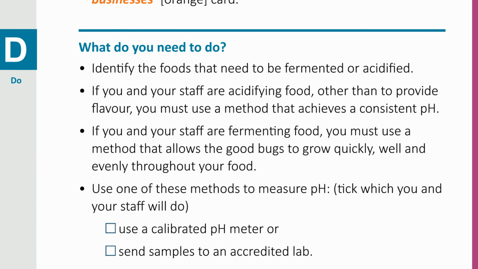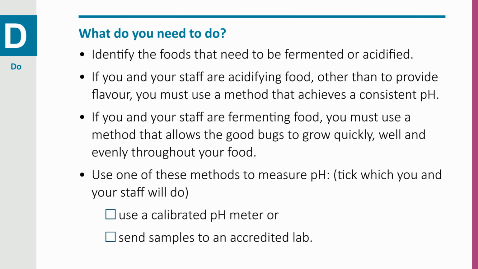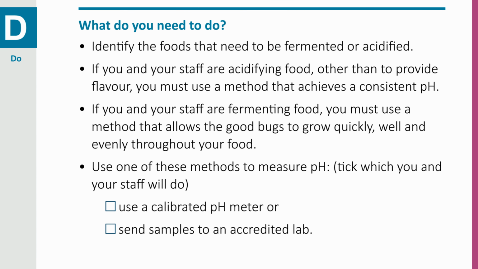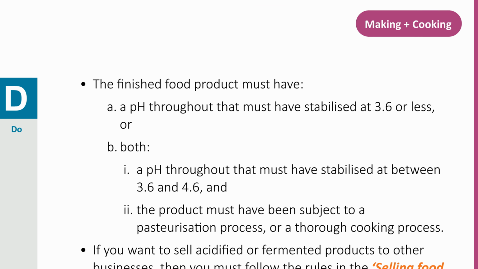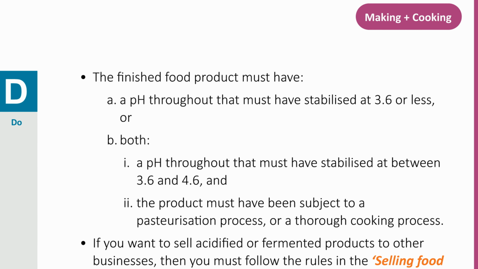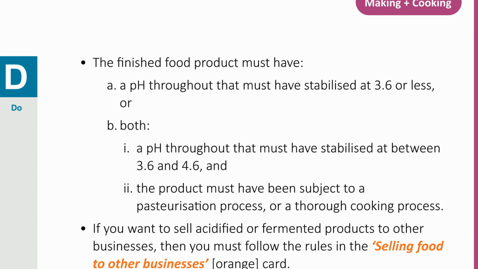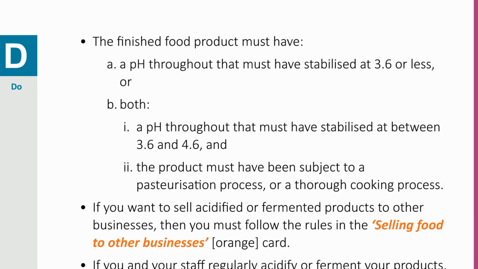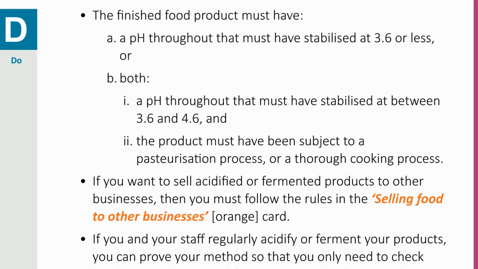Use one of these methods to measure pH. Use a calibrated pH meter, or send samples to an accredited lab. Remember to complete your plan by ticking which you and your staff will do. The finished food product must have either a) a pH throughout that must have stabilized at 3.6 or less, or b) both a pH throughout that must have stabilized at between 3.6 and 4.6, and the product must have been subject to a pasteurization process or a thorough cooking process.